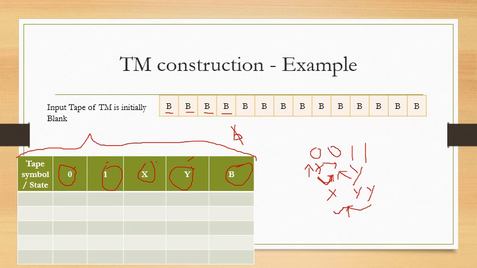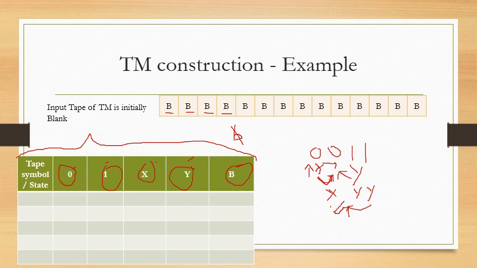Now the second iteration, after this x, when I move to the right, there is no 0. There is only y, which means the 0 component of the input is over. And therefore, the 1 component should also be over. There should be no 1. So I have to keep on moving to the right.